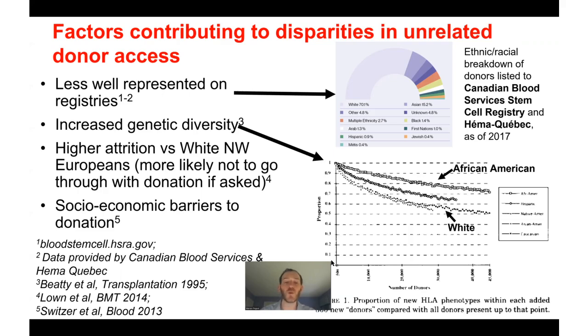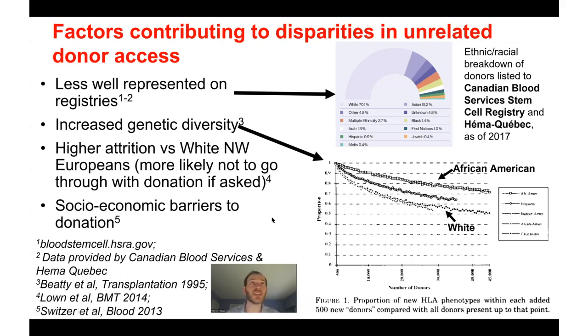But also, even if the numbers were more equal, certain populations have differences in genetic diversity compared to other populations. This figure on the bottom right is from a landmark study from 1995 from Beatty et al., which showed that for adding the same number of donors from one population compared to another, the proportion that have new HLA haplotypes is higher if you add African-American donors compared to if you add white donors, because in the African-American population there's more genetic diversity with respect to HLA than in the white population.